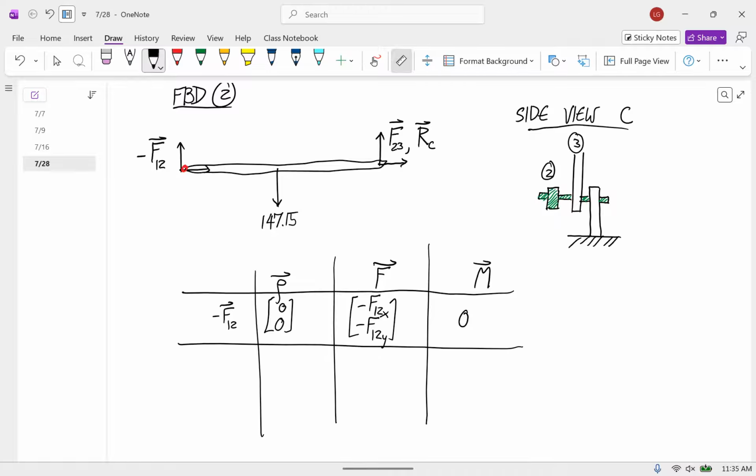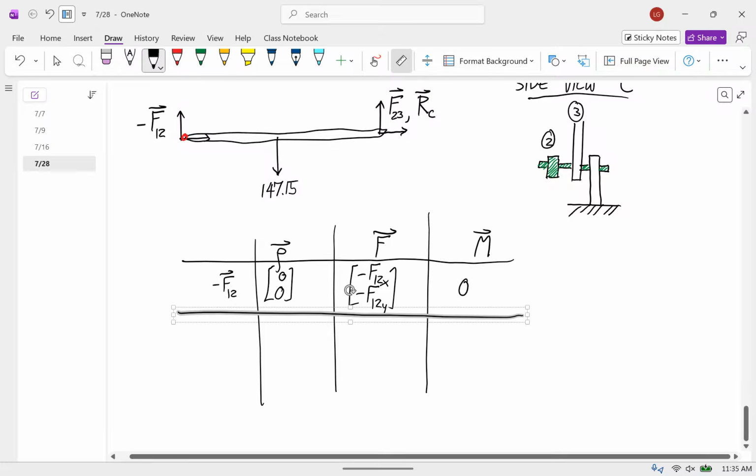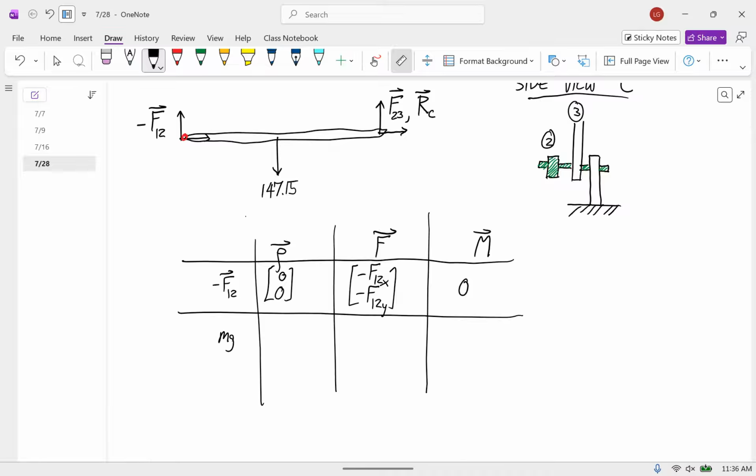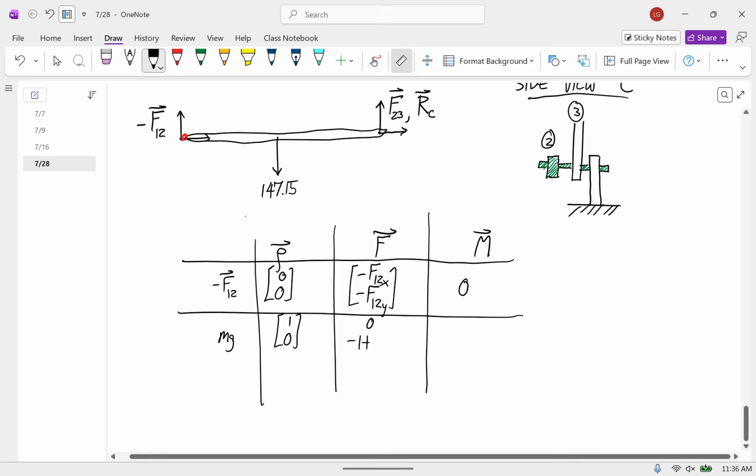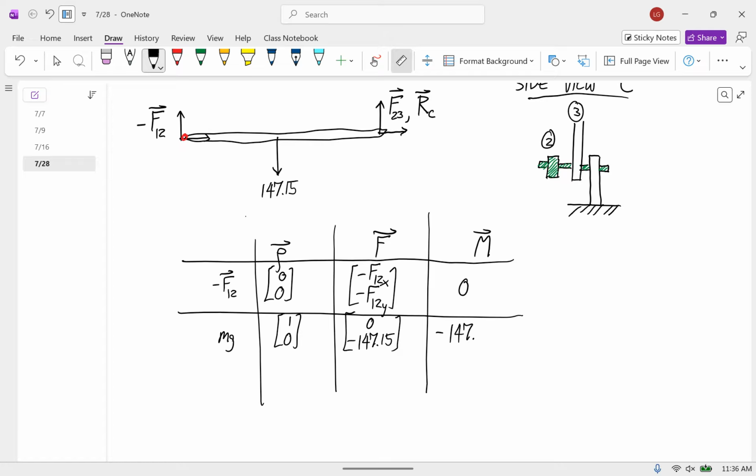And then I'll do the weight force. So that row vector is 1, 0. The force is 0, negative 147.15. Cross product is negative 147.15.